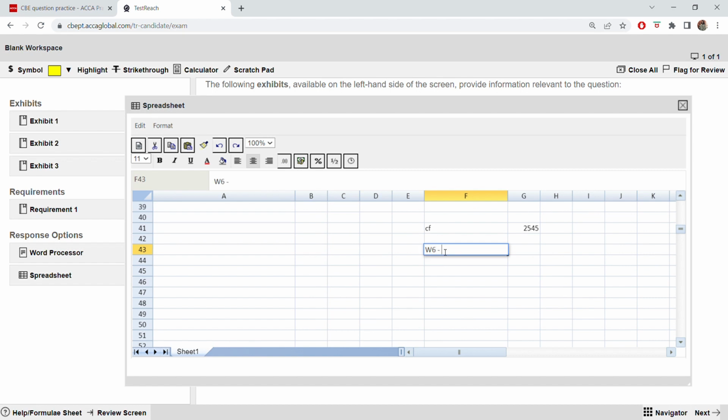Working 6. Dividend from associate. This will be in bold. Okay, here also you can use the opening and the closing balance, balance brought forward, carried forward. Okay, what is the opening balance?